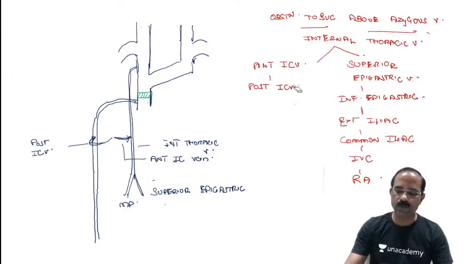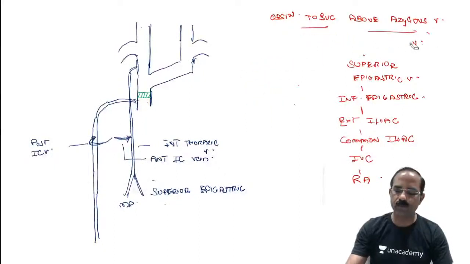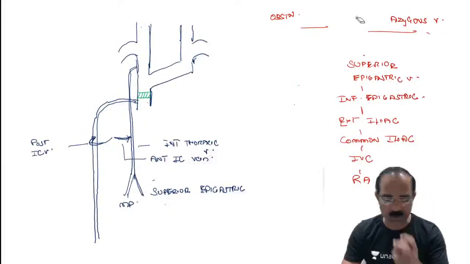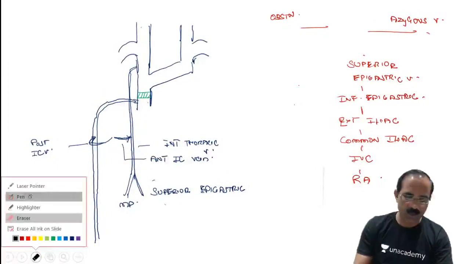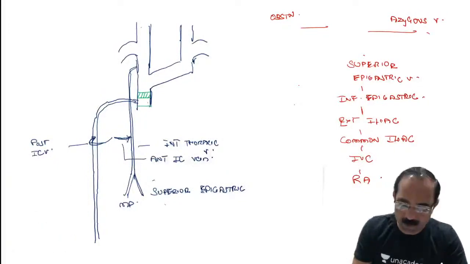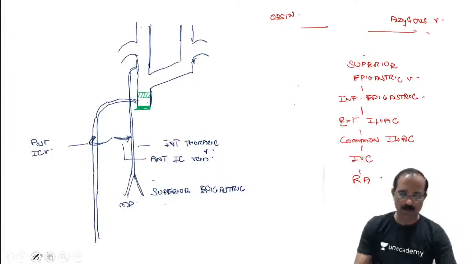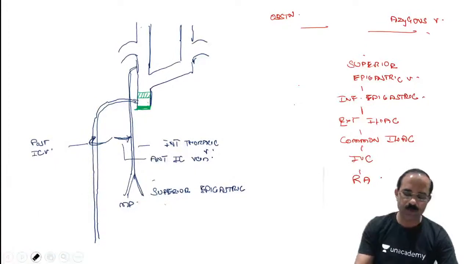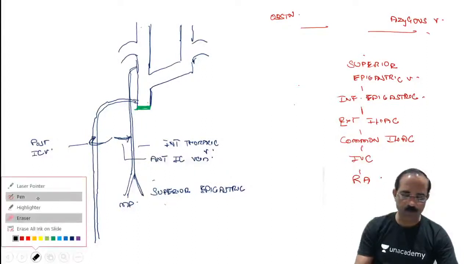The second obstruction, I'll just jot this down for you. Now, understand the second obstruction. The second obstruction is below the opening of azygous vein. The obstruction is here now, below the opening of azygous. I'll clear the obstruction above. So now the second obstruction is below the opening of azygous vein.